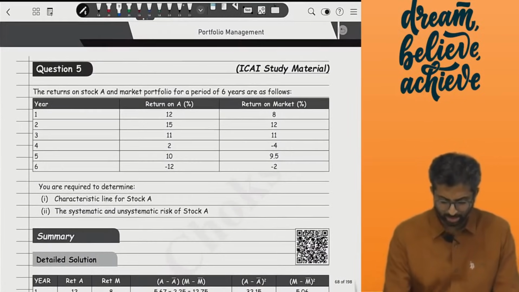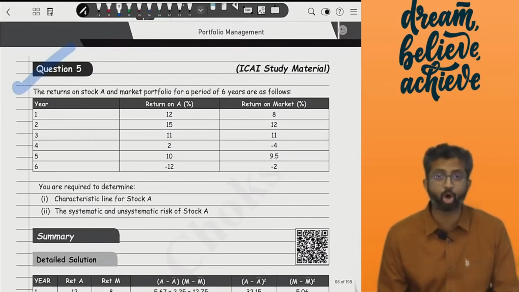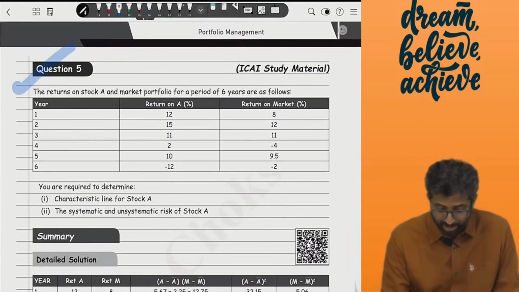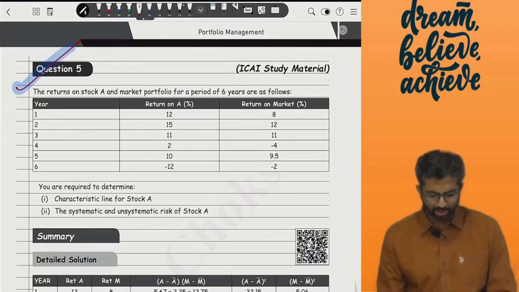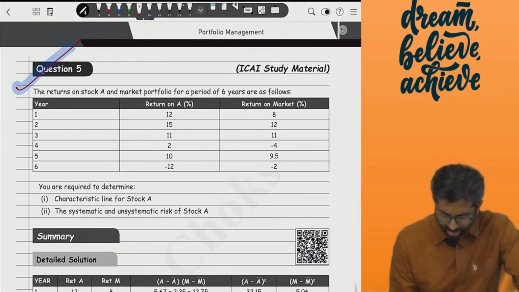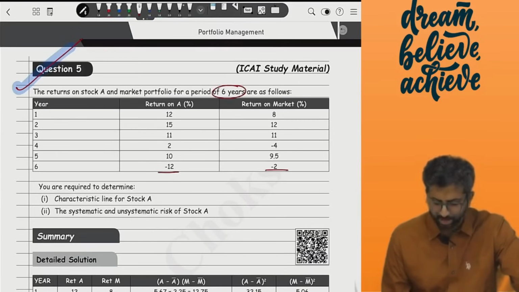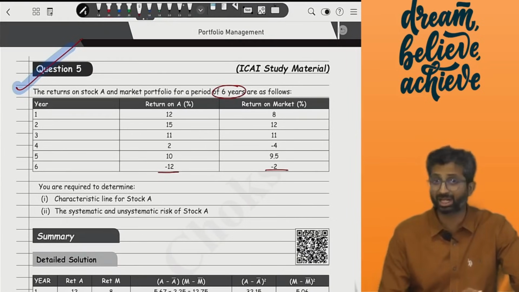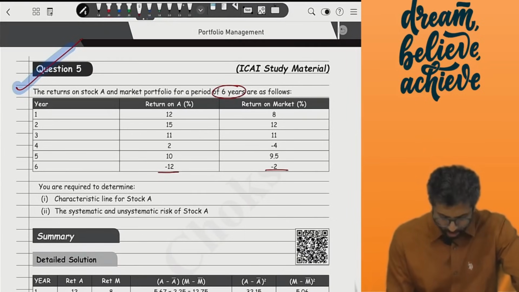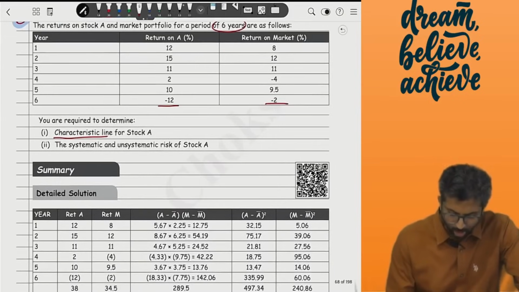So that takes care of question number 4. Next you go to question number 5. Here we study the concept of characteristic line. We apply the characteristic line concept. So reviewing this, the returns of stock A and the market portfolio for 6 years are given. So you have return of A for 6 years, market again for 6 years, you have some positives and negatives but no probability is given. You are required to find the characteristic line for stock A.